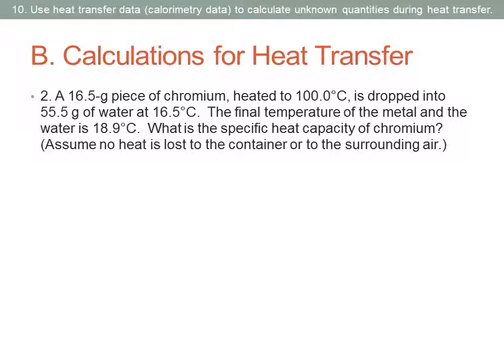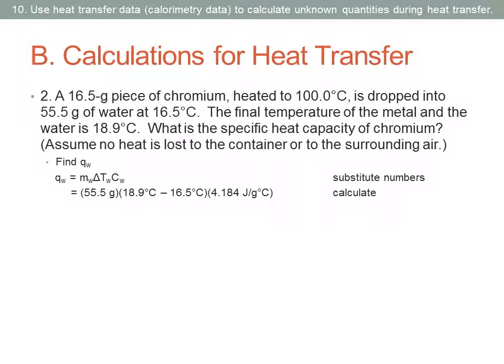So this is really the exact same problem that we just did. We are trying to find the specific heat of chromium, just like we were before. Now in the one before we didn't know what the metal was, but it still makes no difference. It's the same problem. What we can find first is the heat that's absorbed by the water. Because we know the water's mass, we know the water's change in temperature, we know its specific heat, we can find the heat absorbed by the water.